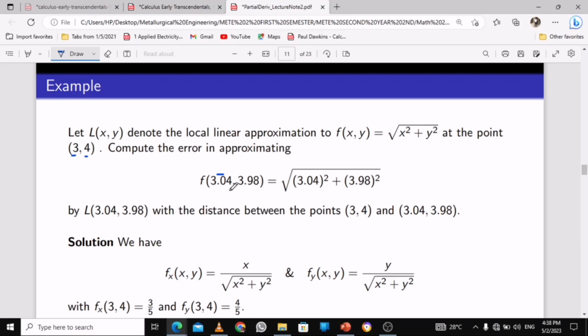Yes. So now what you must first do is that for you to know the error in approximation, you take the function, then you put this to represent the x value, right?